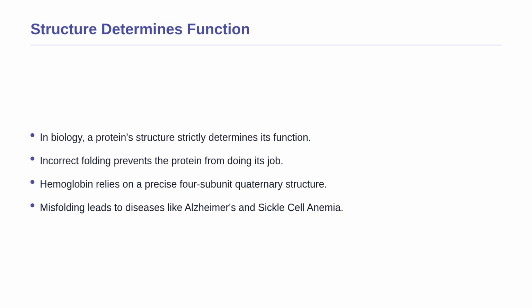When protein folding goes wrong due to genetic mutations or environmental stress, it can lead to severe diseases like Alzheimer's, Parkinson's, or sickle cell anemia. By understanding this, scientists can design life-saving drugs.